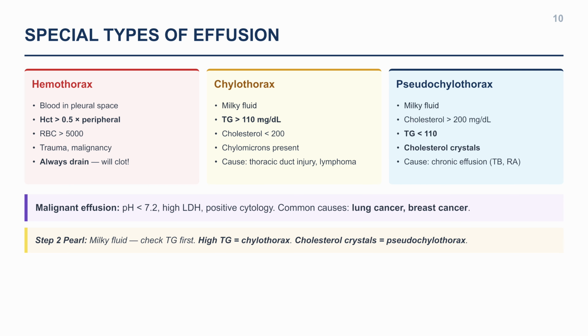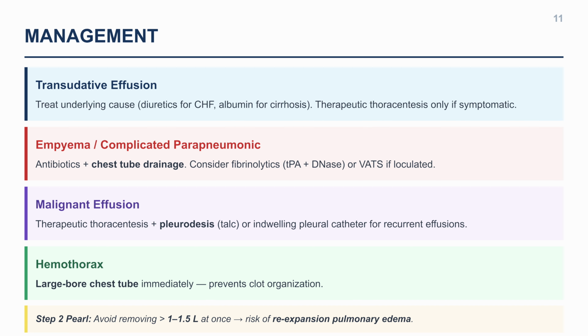Malignant effusion is typically exudative with pH below 7.2, high LDH, and positive cytology. Lung cancer and breast cancer are the most common causes. Step 2 Pleural. For milky fluid, check triglycerides first. High triglycerides mean chylothorax. Cholesterol crystals mean pseudochylothorax. Management depends on the underlying cause.